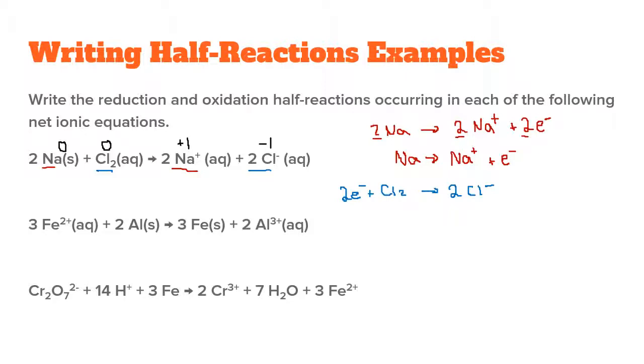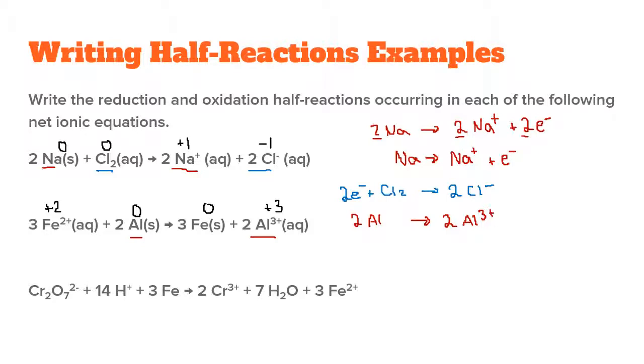For problem number 2, we're going to follow the same idea. First, just assigning the oxidation states. This ion is +2, elemental aluminum is 0, elemental iron is 0, and aluminum ion is +3. Now, in terms of what's being oxidized and what's being reduced, aluminum is going from 0 to +3, so that is our oxidation half. In terms of the elements, we have 2 aluminums, each with a 0 charge, and then on the product side, 2 aluminums, each with a 3+ charge.